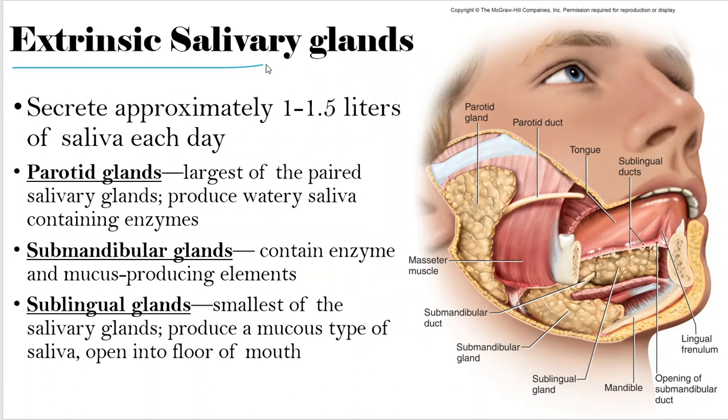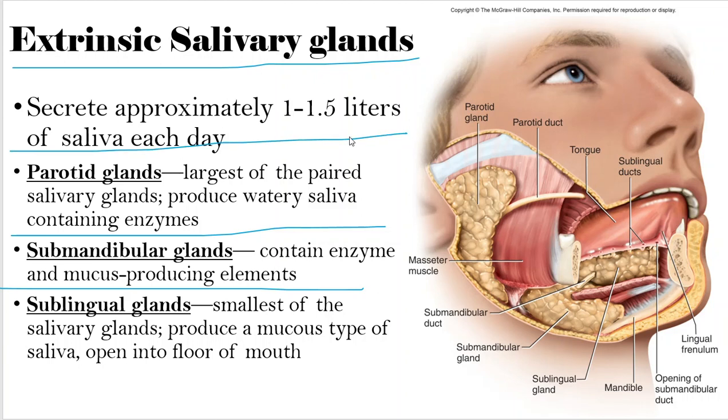The extrinsic salivary glands, these are the ones that we were talking about prior. I showed you some of the openings. So our salivary glands are going to produce between 1 to 1.5 liters of saliva a day, a lot. Most of it's going to be reabsorbed or else we would dehydrate.